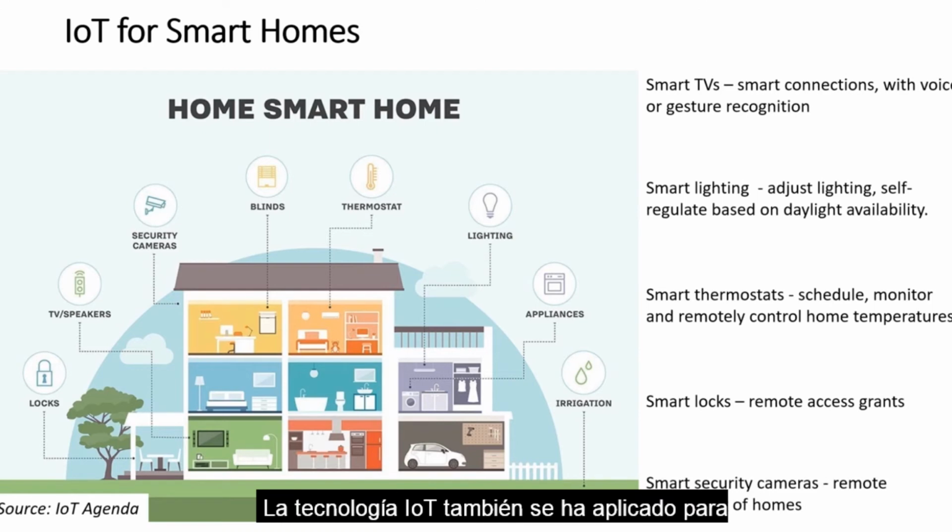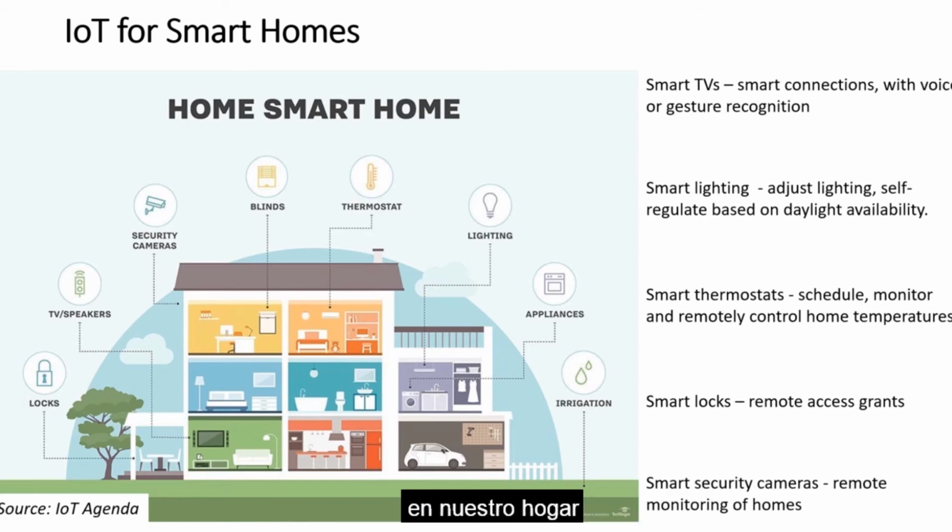IoT has also been applied for smart security systems. For example, cameras that are connected to the internet and you're able to monitor your home from wherever you are. Therefore, the list of IoT applications in our home is long.